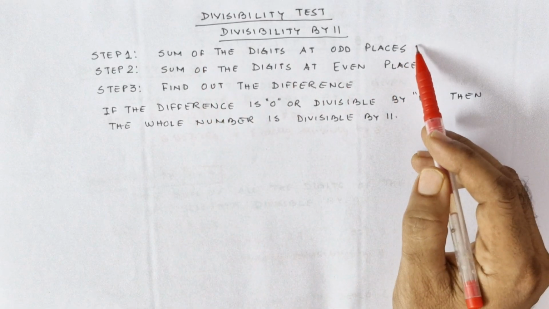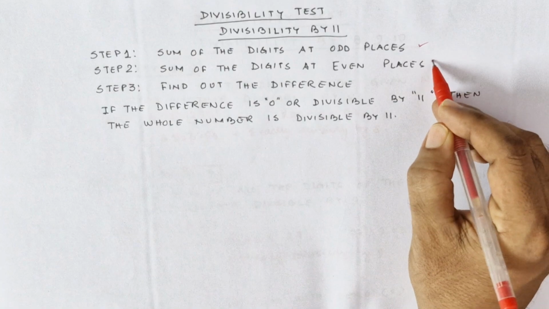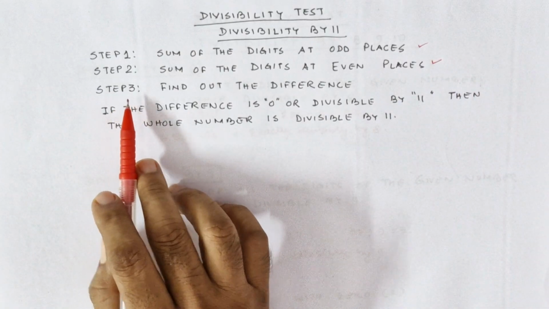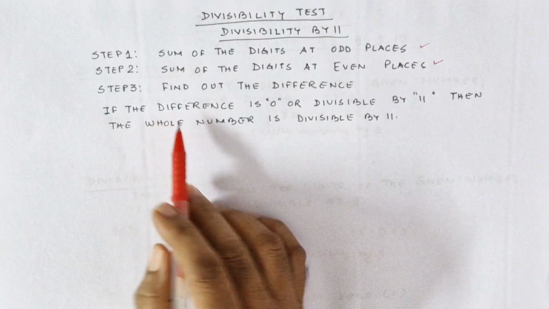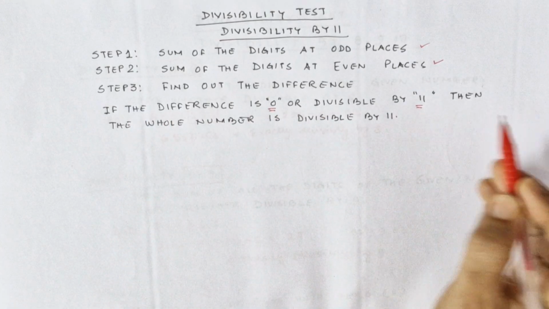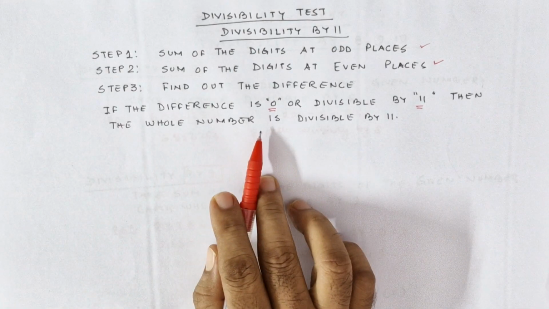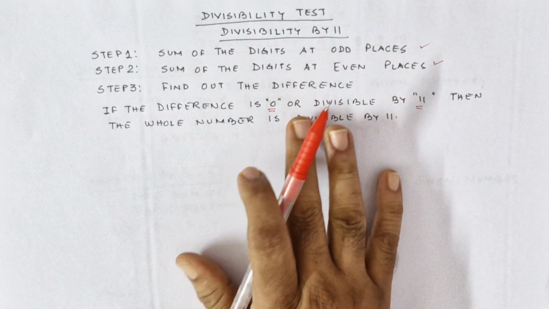Now you have a result here and a result here, right? In step 3, you need to find out the difference of these two results. If the difference is 0 or divisible by 11, then the entire number is divisible by 11. Got it? So it's a very simple rule.